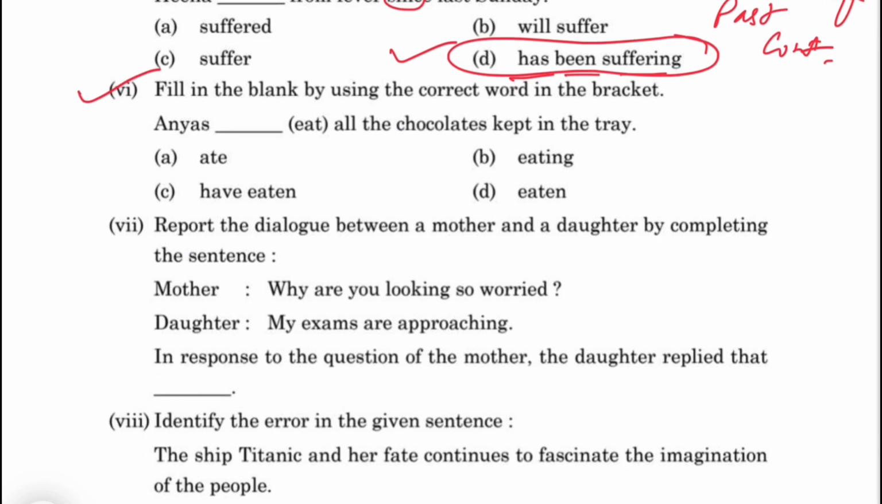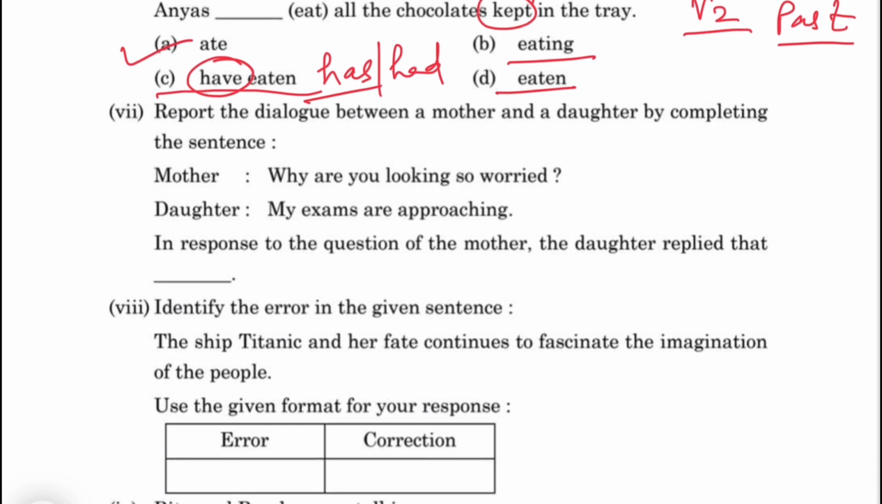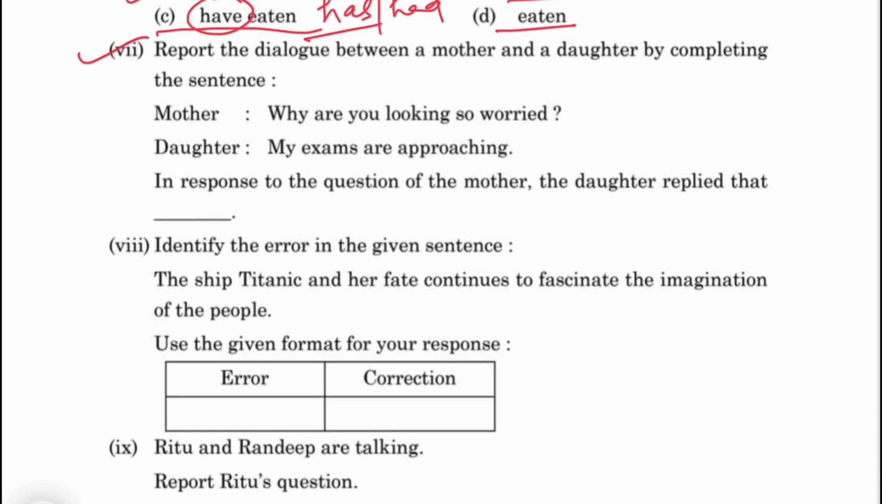Next one is Aeneas dash all the chocolates kept in the tray. Kept is the second form that is telling us this sentence is of past tense. So here we are to choose second form, ate. Aeneas have eaten, sorry, have cannot be used because this is singular. Has or had, apart from that, eating or eaten, they cannot also be used. So only A option is the correct answer.